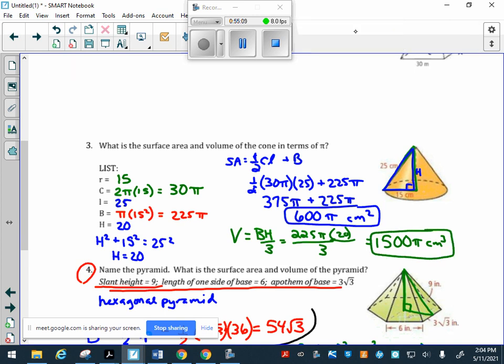Now, remember, it says state your answer in terms of pi. If I asked you to round this, you would multiply by the pi button on the calculator and then round your decimal answer. Remember, pi is approximately equal to 3, right? So you would expect 600 times approximately 3 to be greater than 1800, right? 1500 times approximately 3 would be greater than 4500. So you're looking for that multiple of pi. All right, any questions?